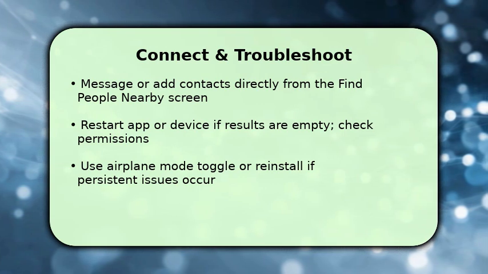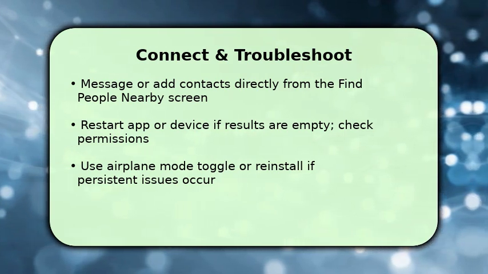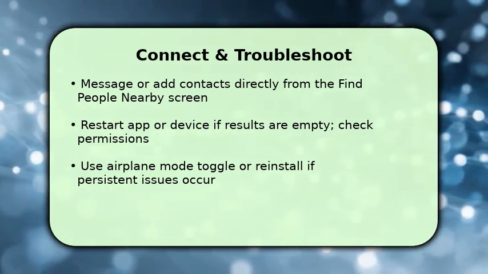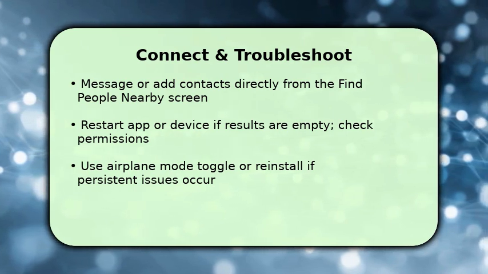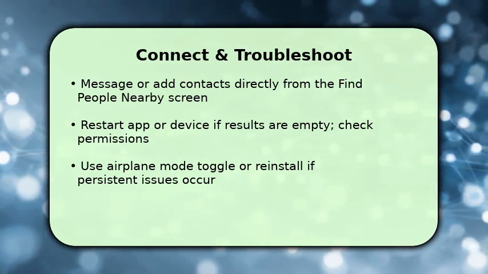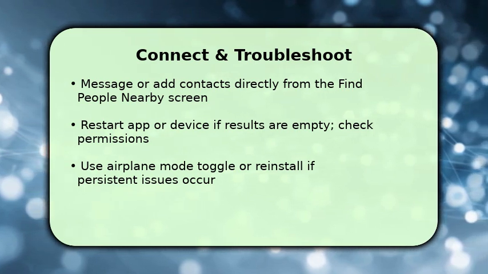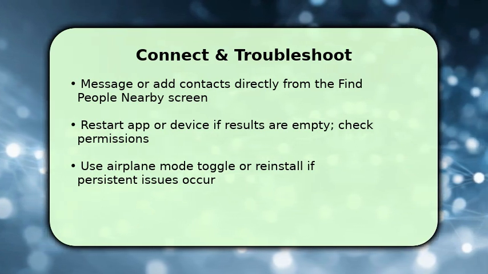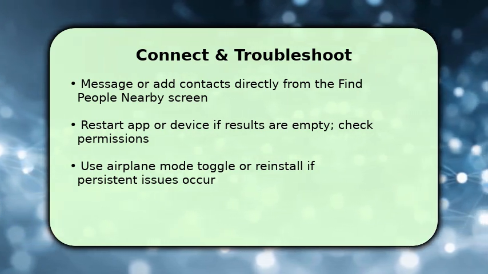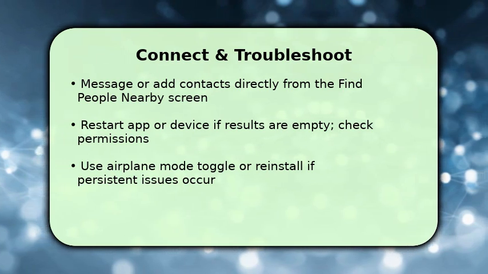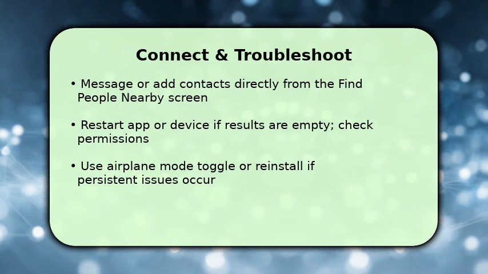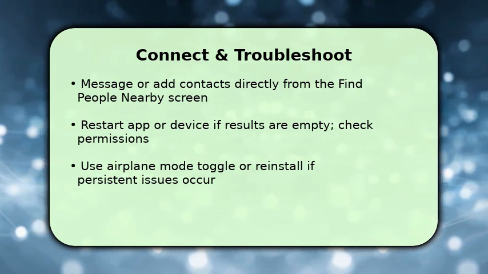If the list is empty, restart Telegram, check location and background app refresh permissions, and confirm you aren't in a restricted location mode. For persistent failures, toggle airplane mode briefly or reboot the phone. If that fails, reinstall Telegram to clear potential app corruption. One key troubleshooting tip: verify system location services are actually delivering coordinates to apps. Without that, Find People Nearby cannot work.